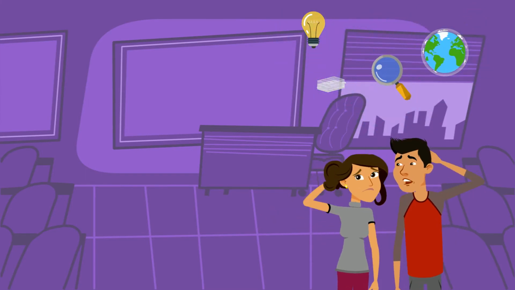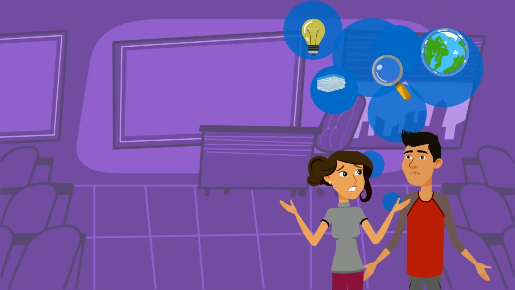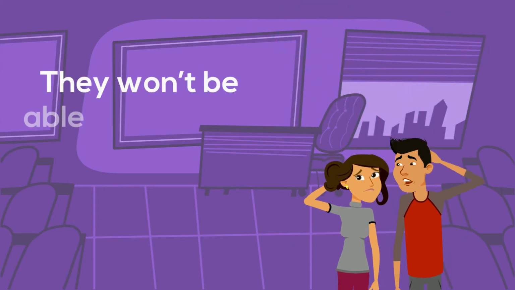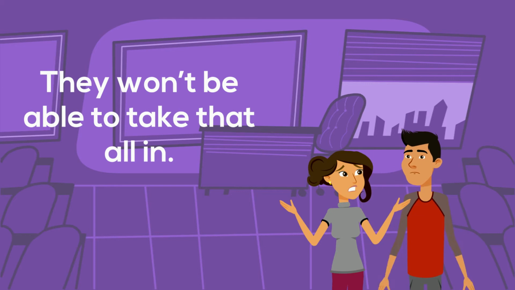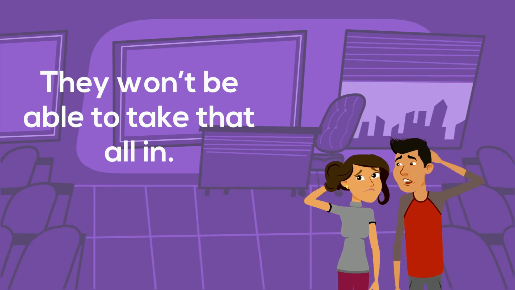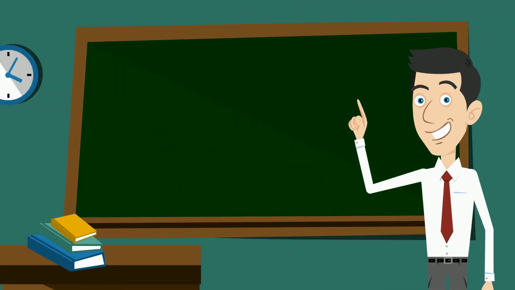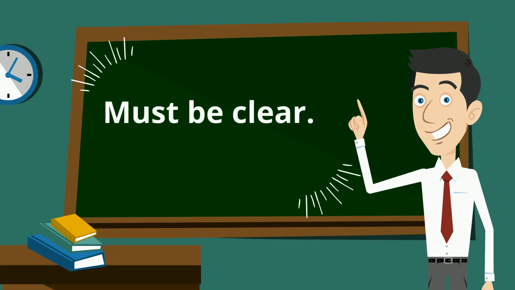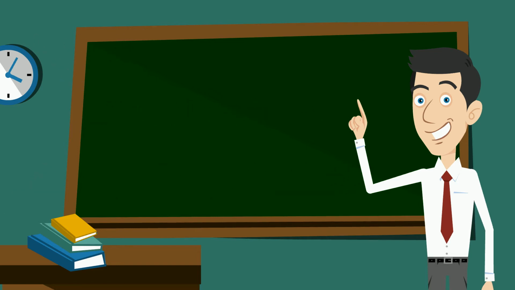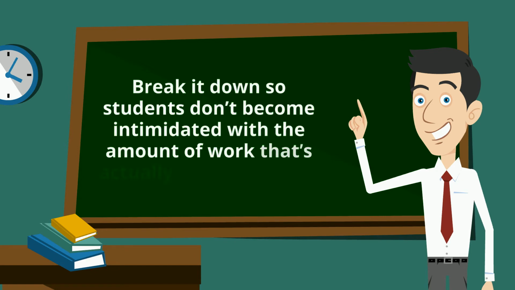If you say too much to the student that involves maybe 7 or 8 different processes, they won't be able to take that all in. As a result, they won't want to listen. They want to know what they need to do next. If you're saying that the overall goal is this, but first we're going to do this, that's fine. But you must be clear in what they've got to do next. Break it down so students don't become intimidated with the amount of work that's actually ahead of them.